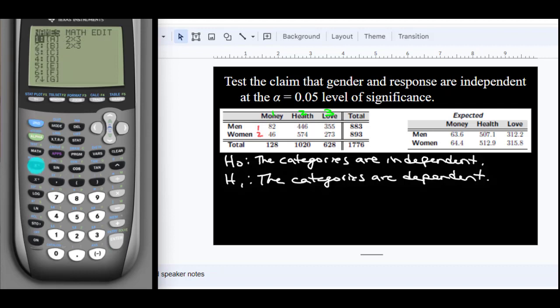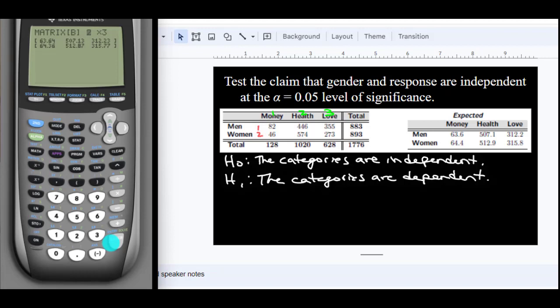Second inverse. Yeah, notice it actually filled out matrix B for us. So let's go take a look at matrix B and see if it matches up with what we've got. So 63.64, 507.13, 312.23, 64.36, 512.87. Yeah, that's matching up. It's keeping more decimals than we had, but that's just fine. So we don't even have to type in the expected count matrix. We can just let the calculator do that work for us. So it's a little secret.